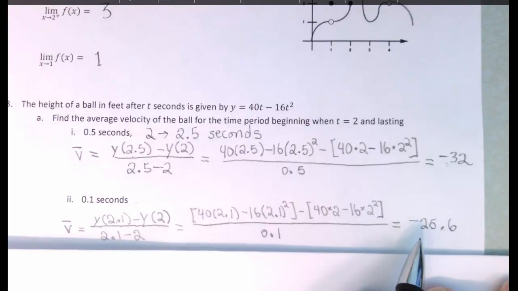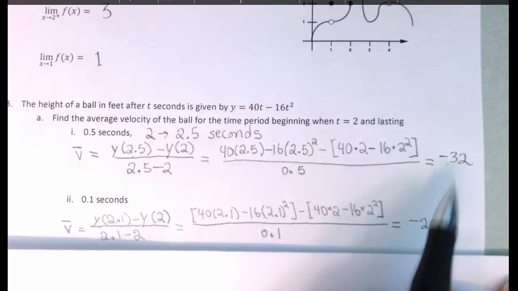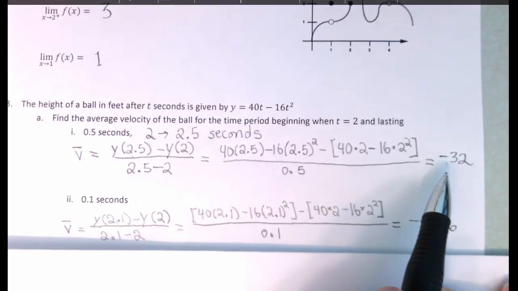You should notice that in both of these parts we're getting a negative velocity. What that means is we're already into the portion of the flight of the ball when it's returning to Earth. So as time increases, the height of the ball is decreasing, and a decreasing height will then give a negative velocity. We also notice here that the average velocity over 1/10 of a second from 2 to 2.1 is substantially less than the average velocity from 2 to 2.5 seconds.